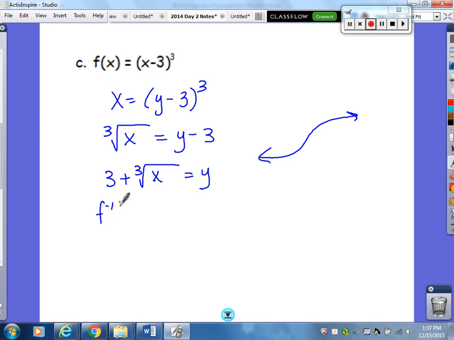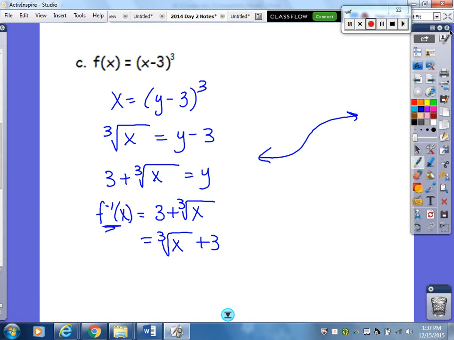So use inverse notation. Now you can either write this as 3 plus the cube root of x, or the cube root of x plus 3. All right, so it's commutative. But because the inverse is a function, that's why we want to use this function notation.